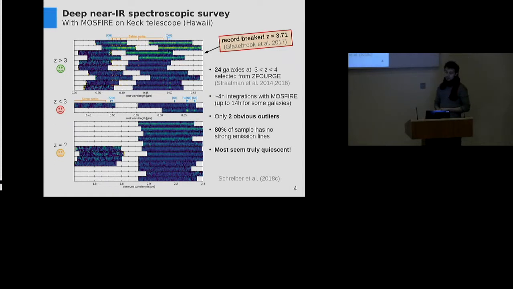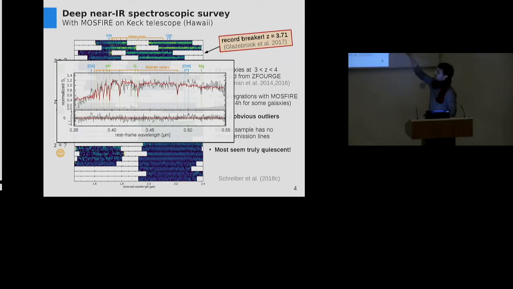But also what was very interesting is that in most of the cases, the galaxies showed no sign of emission lines, which was also a good reassuring sign that they were indeed quiescent galaxies. One of them was, in fact, particularly interesting because it turned out to be the record breaker for quiescent galaxies at redshift 3.7. This was published by Karl Glazebrook and myself a couple of years ago. And I will come back to this object a little bit later.